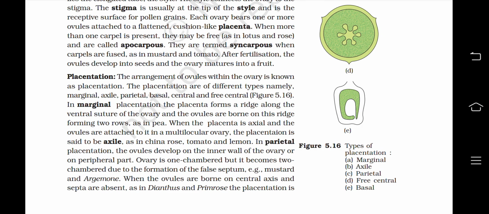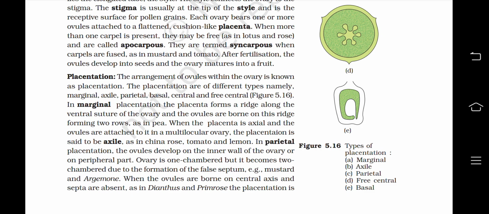In marginal placentation, the placenta forms a ridge along the ventral suture of the ovary and the ovules are borne on this ridge, forming two rows. When the placenta is axial and the ovules are attached to it in a multilocular ovary, the placentation is said to be axile, as in China rose, tomato, and lemon.